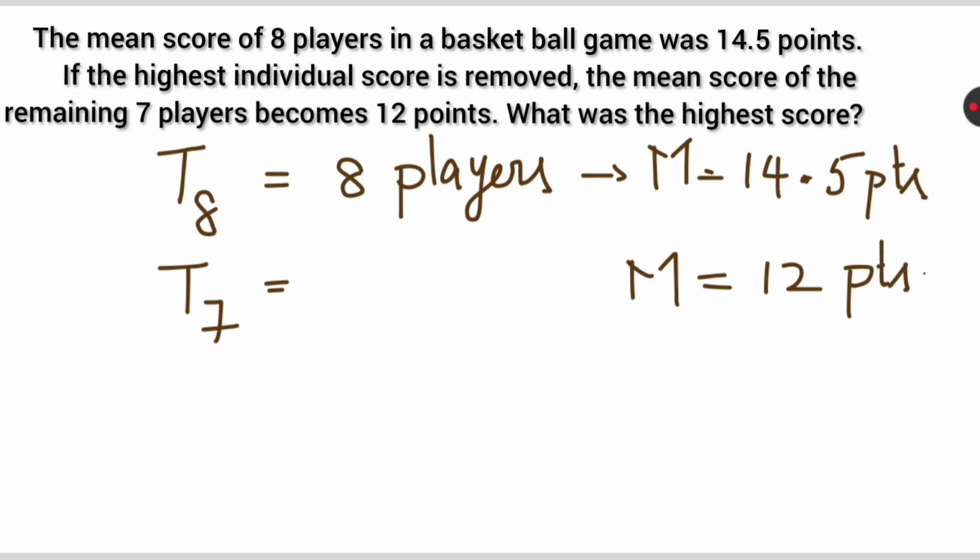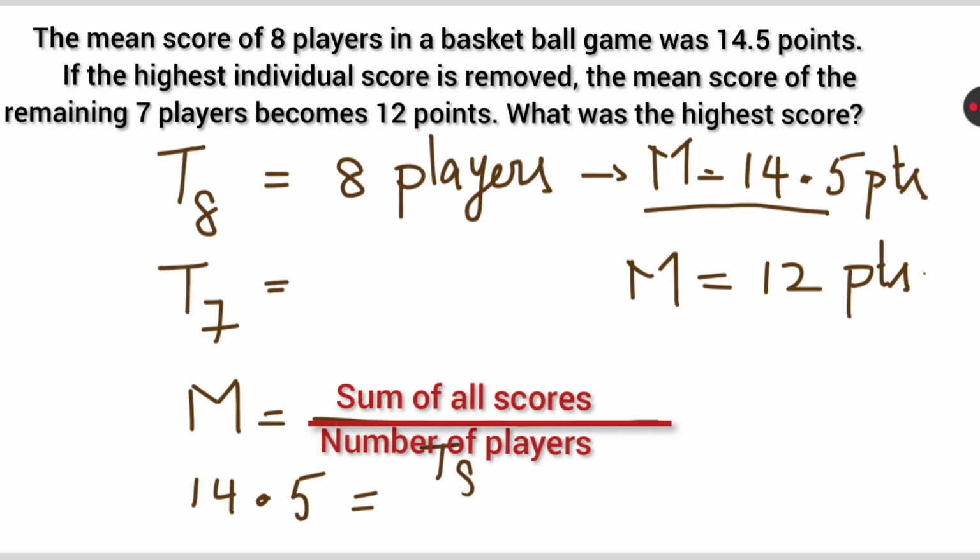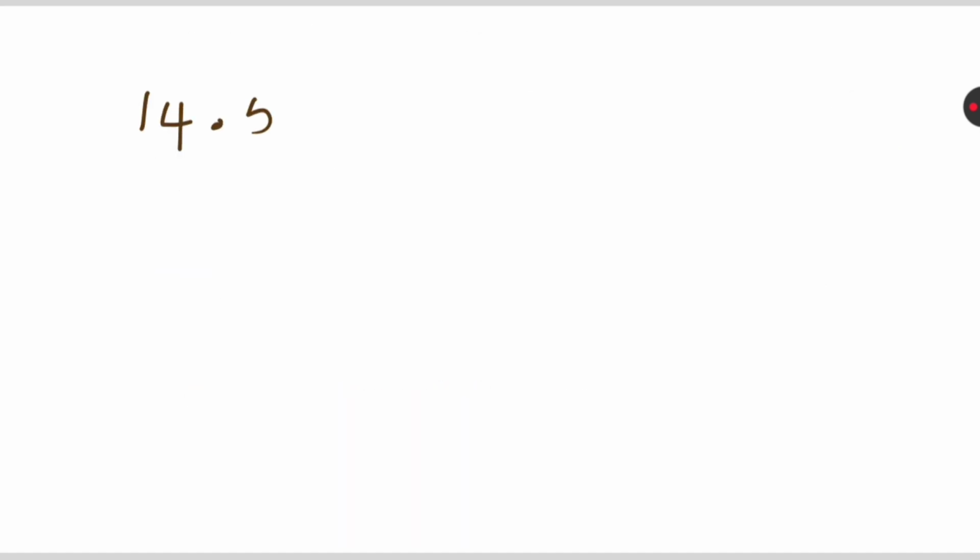Here you need to recall the mean formula. What is the mean formula? Sum of all scores divided by number of players. For the T8, the mean is 14.5. So that's why you can write that 14.5 is equal to the sum of all scores, the sum of all scores, that is T8, over the number of players, which is 8. So 14.5 is equal to T8 over 8.